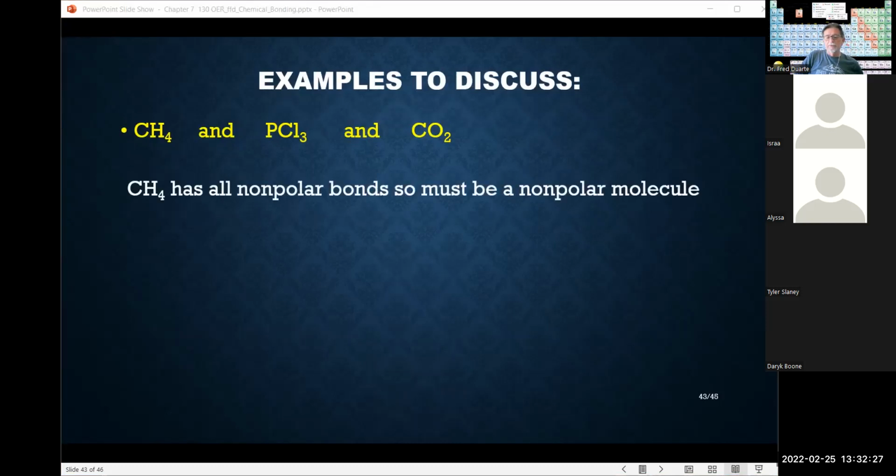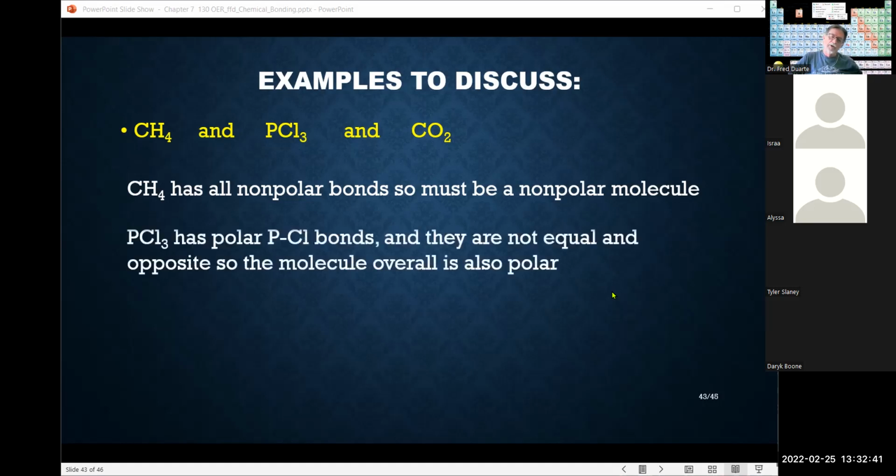Methane, we talked about this, which is CH4. It is all nonpolar bonds, carbon hydrogens. So the fact that they're all nonpolar bonds, regardless of the geometry, it is a nonpolar molecule.